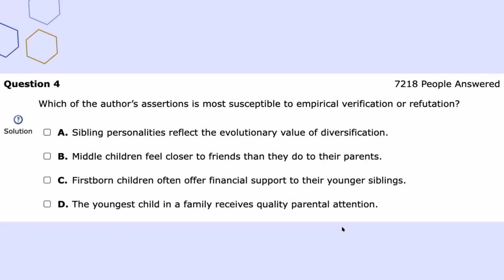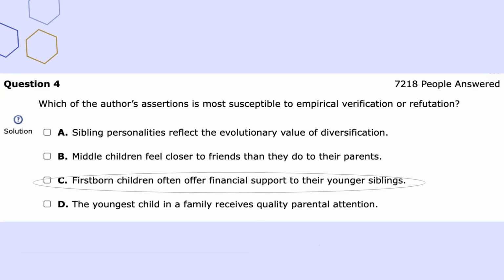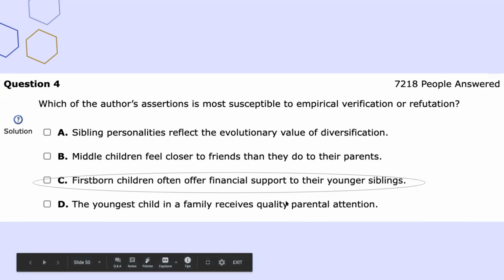Number 4. What did you guys put for number 4? Okay, so this is asking which assertion can be verified or refuted. So which one would be the easiest to prove wrong? If we could see financial support, that would be really evident if that support is right or not. Like if we saw bank statements that said they're not giving any support, that would prove this wrong. So that would probably be the easiest to verify.